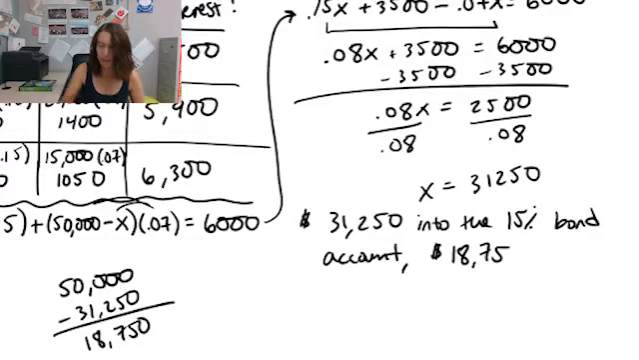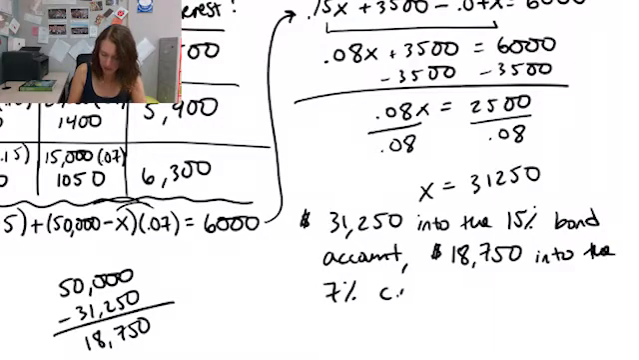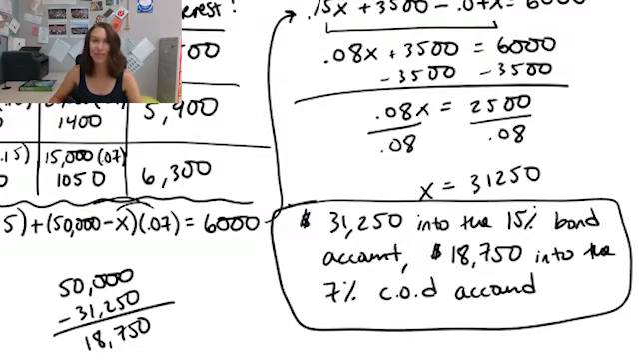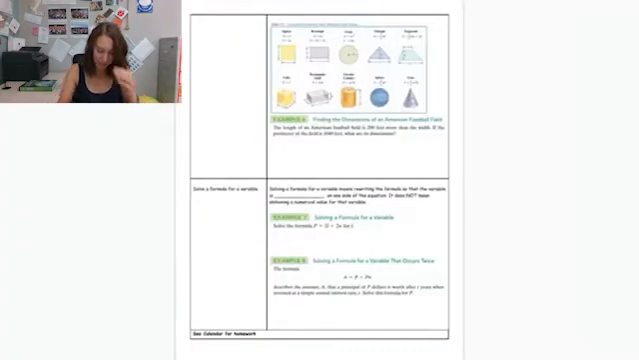Make sure you reread the problem and figure out exactly what they want you to answer so that you don't forget one of your solutions: 18,750 into the 7% certificate of deposit account. All right, and that was a big word problem. So that's that one. Let's go to the next page. We have just a couple more things to cover here.